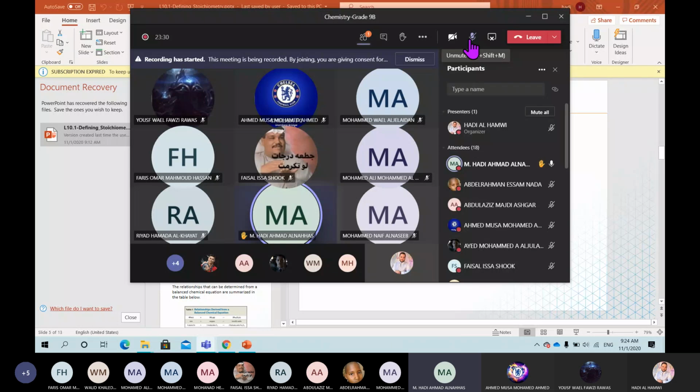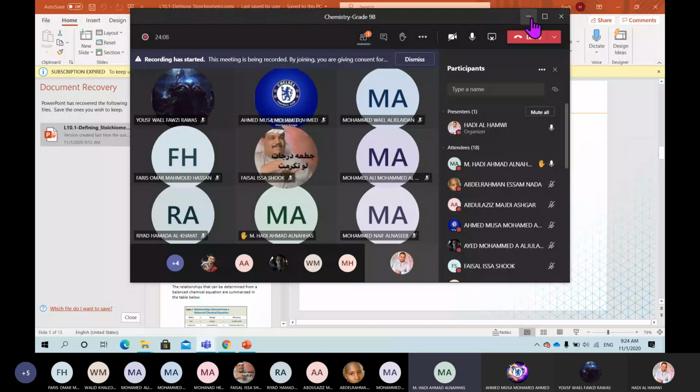So first, I should know, Mr., that the mass cannot be created or destroyed. Okay. Excellent. But also, what about the mass of the products and the mass of the reactants? Yes, they should start and end with the same amount. Very good. So the mass of the reactants should be equal to the mass of the products. Yes, to the products. So very good. Thank you, Muhammad Hadi.